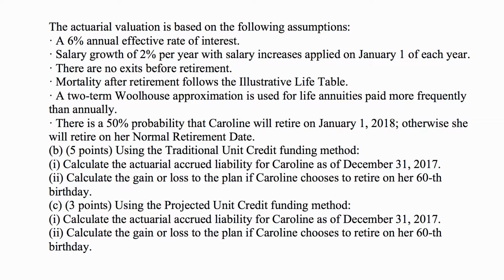Part B. Using the traditional unit credit funding method, calculate the actuarial accrued liability for Caroline as of December 31, 2017, and calculate the gain or loss to the plan if Caroline chooses to retire on her 60th birthday. Part C. Using the projected unit credit funding method, calculate the actuarial accrued liability for Caroline as of December 31, 2017, and calculate the gain or loss to the plan if Caroline chooses to retire on her 60th birthday.